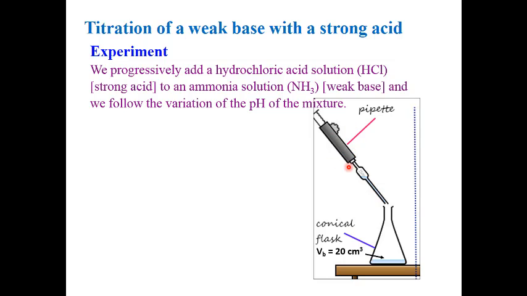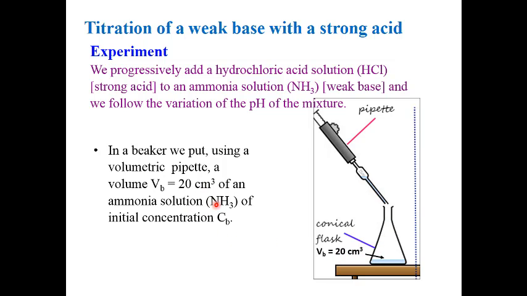As you can see, here is a pipette, and the NH3, which is the base of a concentration that will be given later, with a volume VB equal to 20 cm³, is put in the Erlenmeyer flask or in the beaker. This concentration of the ammonia solution will be indicated as CB, the concentration of the base.